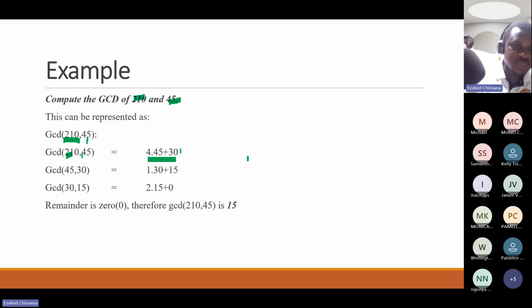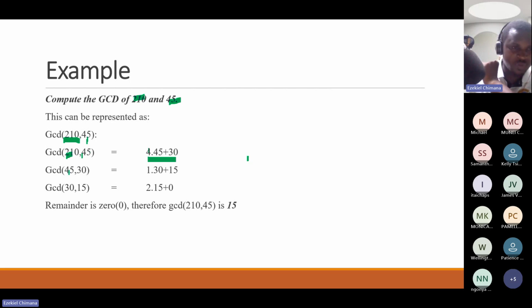So this simple expression means that 45 gets into 210 four times, and it leaves a remainder of 30. So if you say 4 times 45, plus 30, you're going to get 210. That's the simple mathematics. Because our remainder is not 0, we need to replace this A by B and take this remainder to become our B as well.